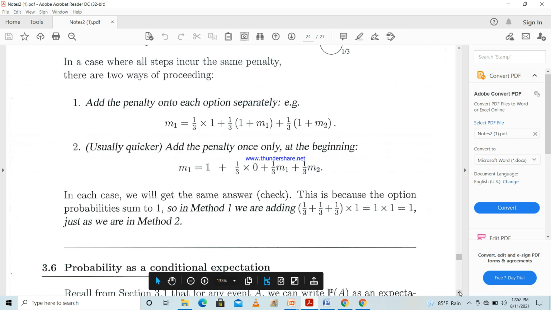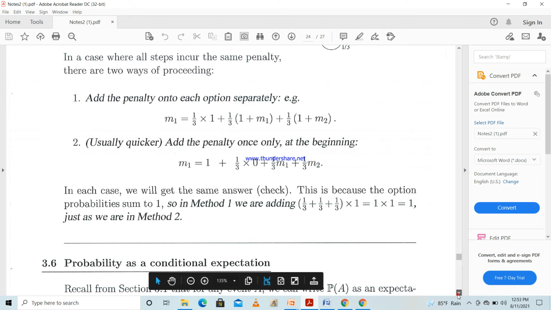So in each case, we will have the same answer. You can just check whether you get the same answer. You can write down the expression for M2 and solve it and see. Now in method 1 we solved it already. You can write for M2 also and check whether you get the same answer.